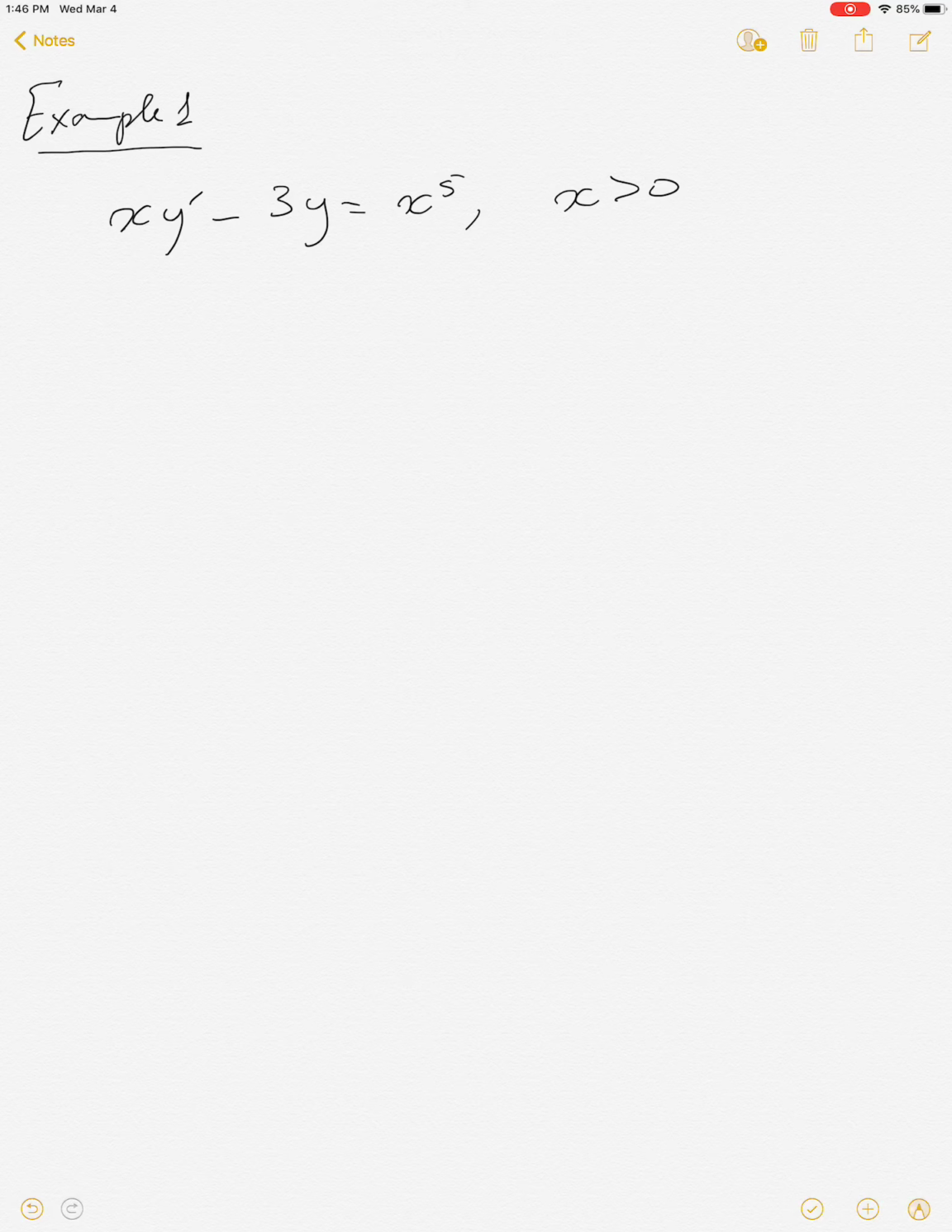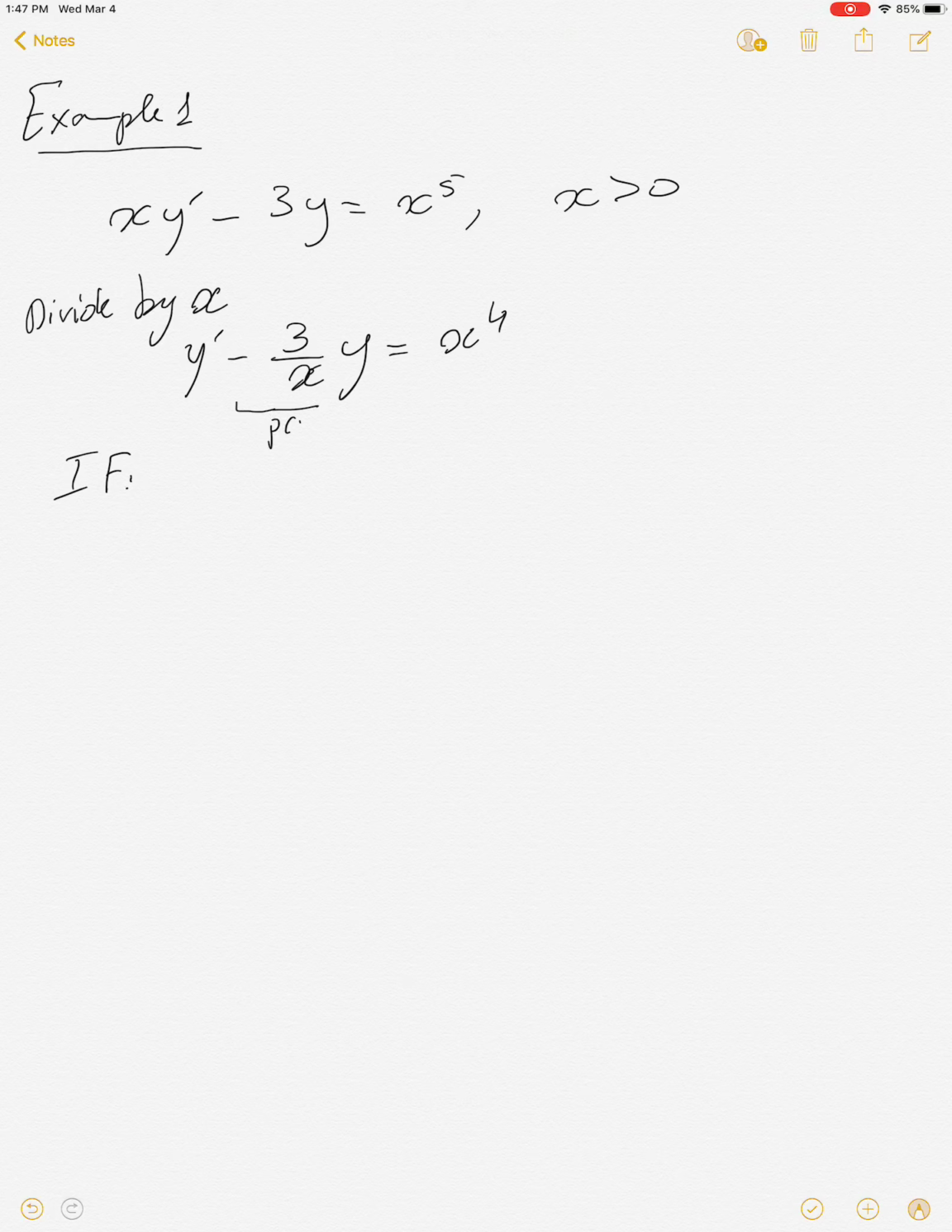So in general, in order to get the integrating factor, I want the factor that's multiplied by y' to be 1. So first I divide here by x. Of course, I can do this because x is positive, and then I get y' - (3/x)y. I'm dividing everything by x, and then this is equal to x^4. Now the integrating factor, as we said, now what is my p of x? This is my p of x.